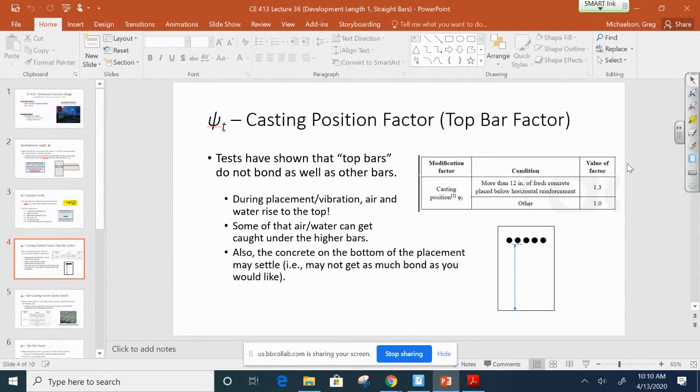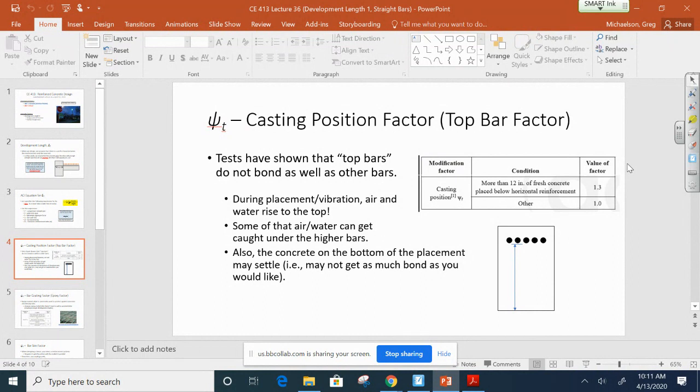And so what happens when you place concrete and when you vibrate is a lot of the air and the water in the concrete can sort of rise to the top. And that water and that air can get caught under the bars that are on top. So the bars that are on top don't really get the best concrete to bond to. Also, the concrete that's on the bottom of the placement might settle. Remember, concrete is a mix of gravel, sand, cement, and water, and sometimes your aggregate might want to settle to the bottom. So the concrete that's on the bottom might have a little bit more oomph to it than the concrete that's on top.